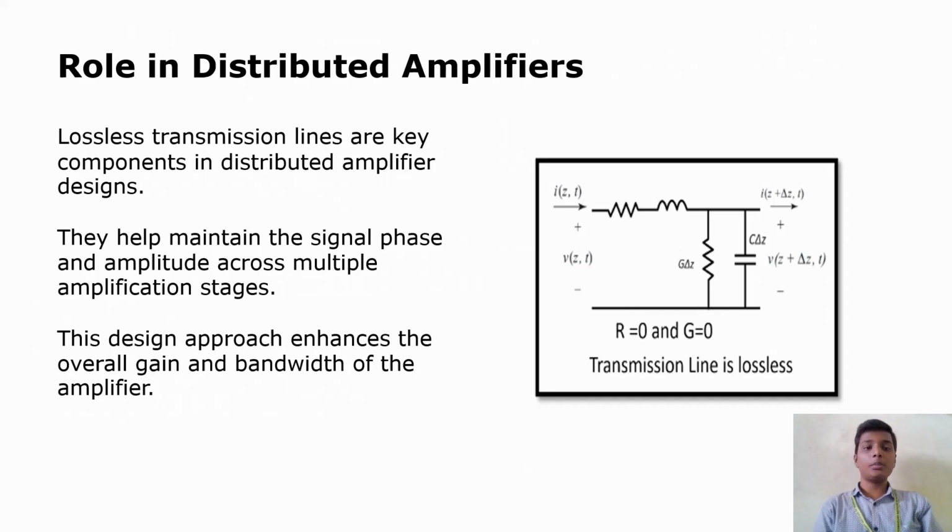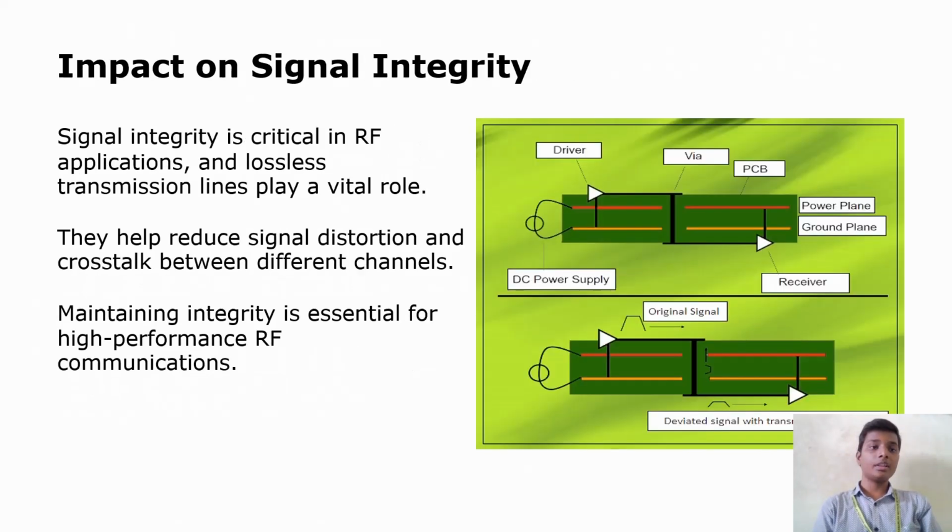In a lossless transmission line, resistance and conductance are equal to 0. That means R equals 0 and G equals 0. Transmission line lossless: impact on signal integrity.